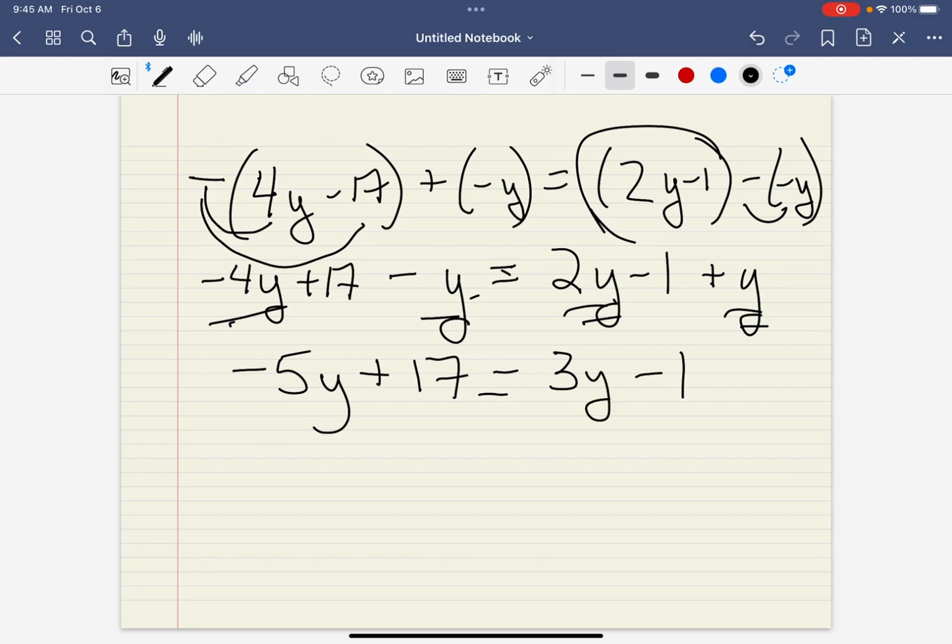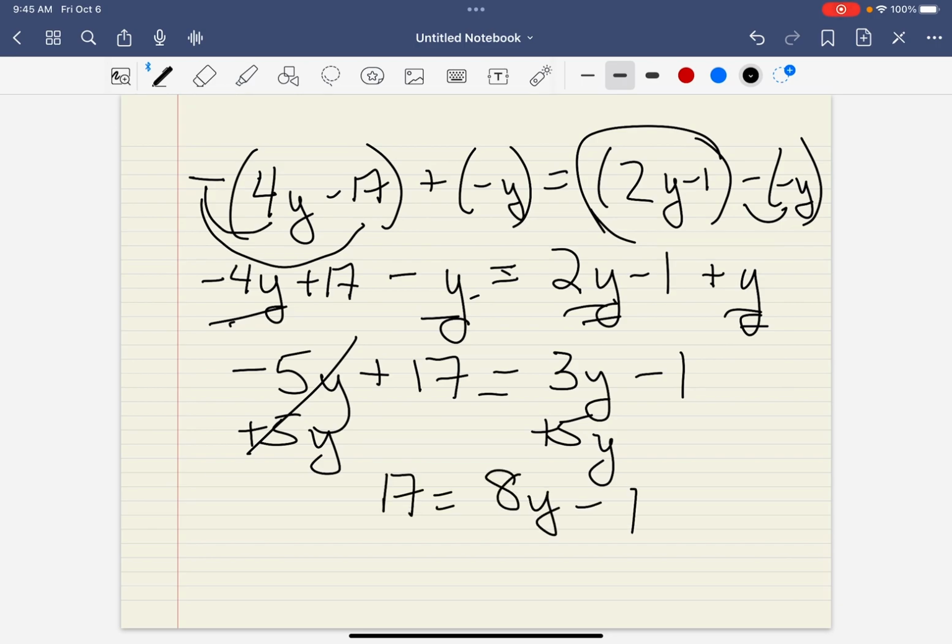Minus 4 is... All right, so which way do you want to go with that one? Do we want to add 5y or subtract 3y? Number 2 is 16. I would add 5y because that way they'll stay positive. So that's 17 is equal to 8y minus 1. And then add 1 to both sides. So 18 is equal to 8y.